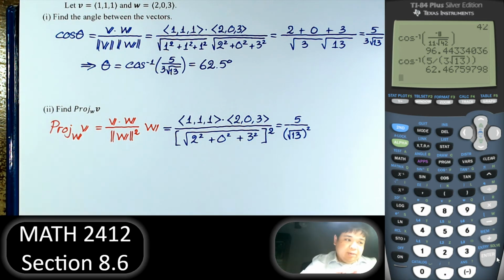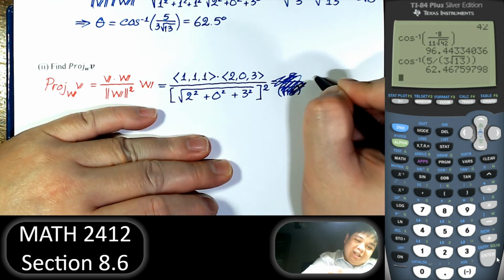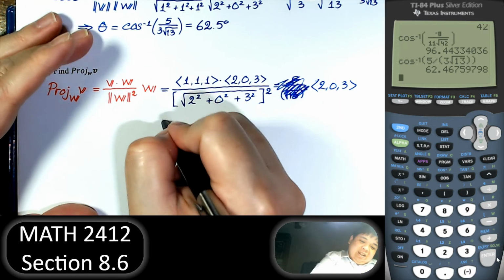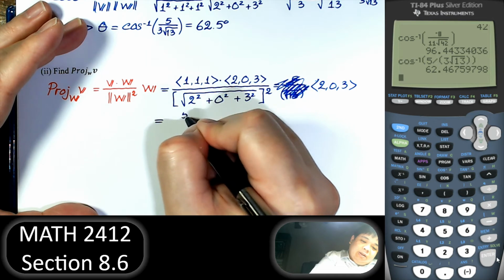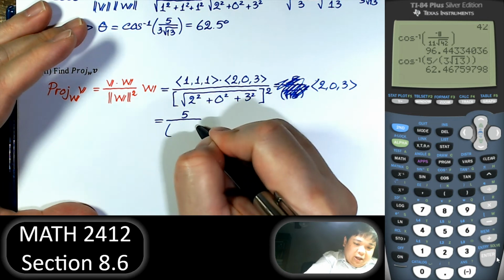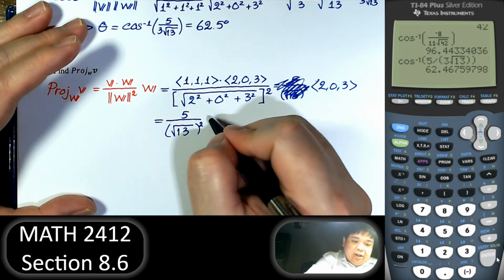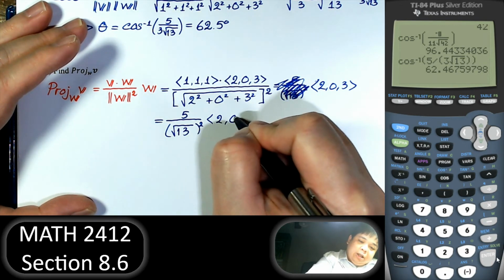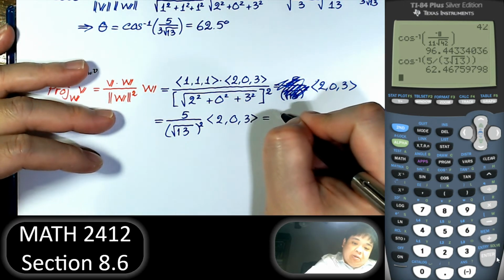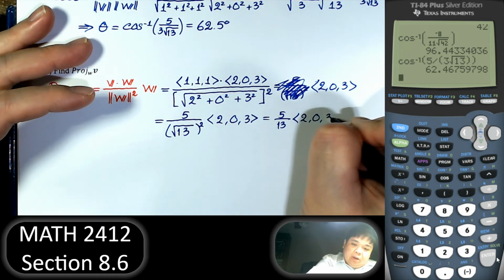Let's just do the old fraction. Whatever we have, multiplied by the vector 2, 0, and 3, sorry. So the dot product gives us 5, and here we have the square root of 13 squared, and vector 2, 0, and 3. So 5 over 13, so it would just be 5 over 13 times 2, 0, and 3.